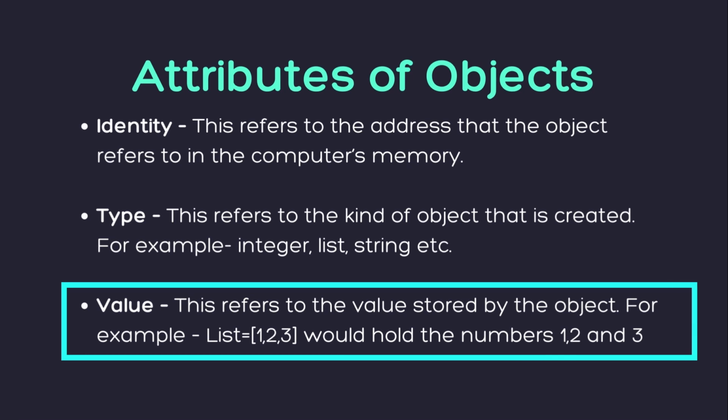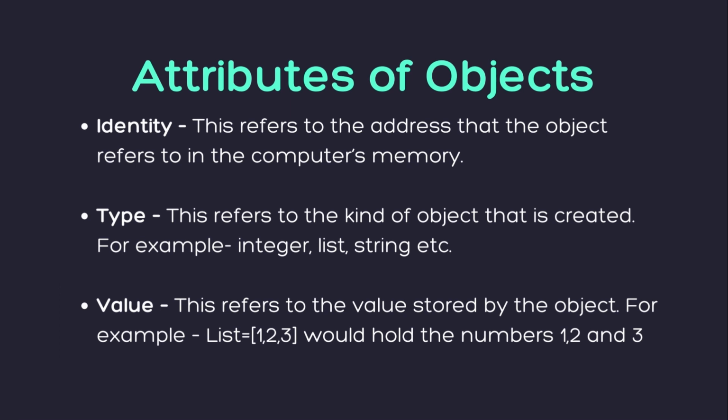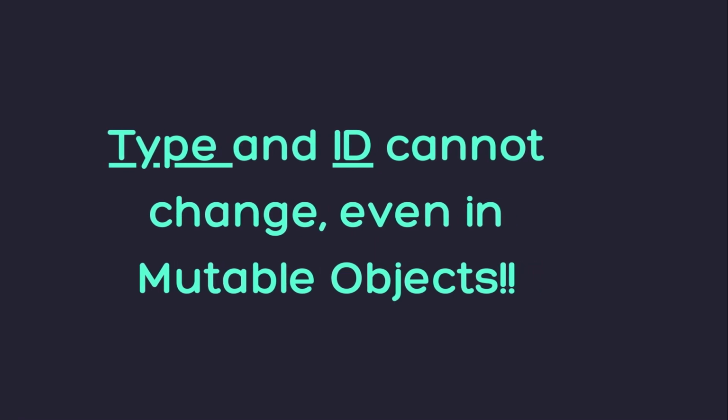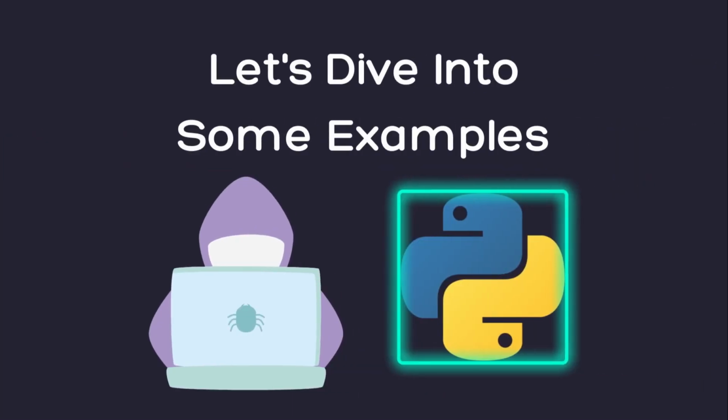For example, a list with 3 elements, 1, 2, 3, holds the number values of 1, 2, and 3. I also want to point out that type and ID cannot change, even in mutable objects. Mutable objects can only alter their values. That out of the way, let's dive deep into some actual code. I'll walk you through the basics and provide some practical examples of mutable versus immutable and implications that it has for memory management. Towards the end of the video, I'll share with you some gotchas that you may run into if you don't use immutable types effectively.